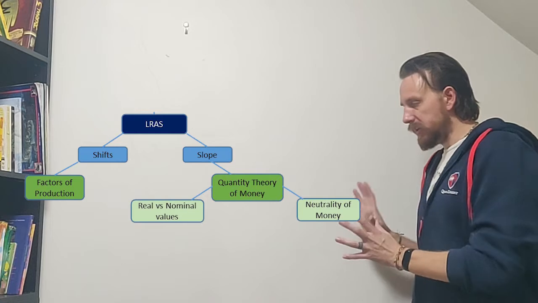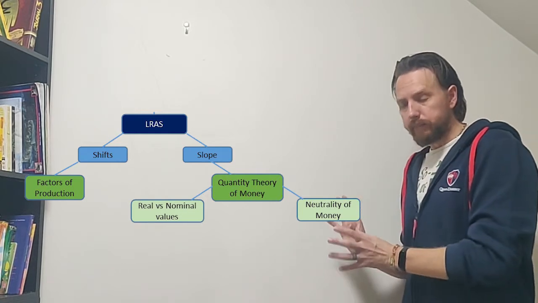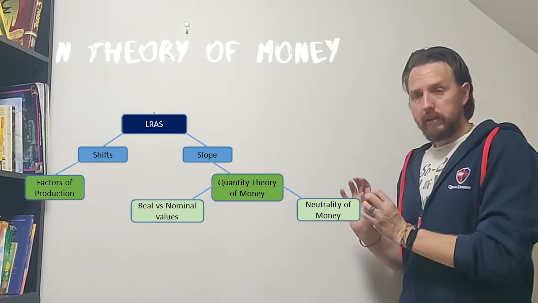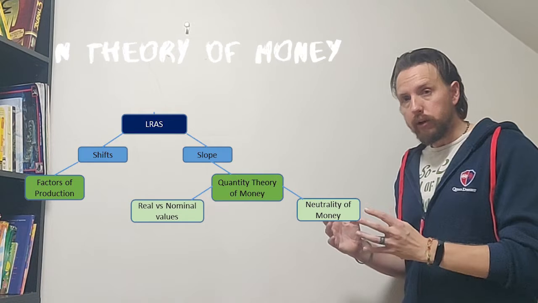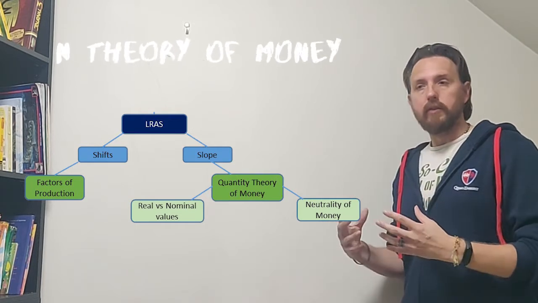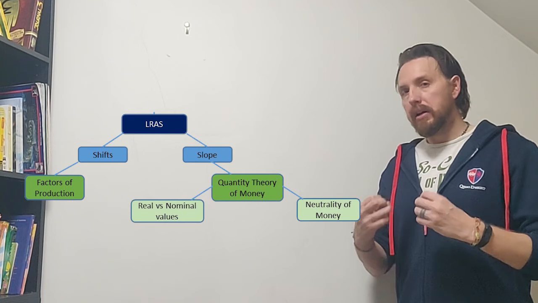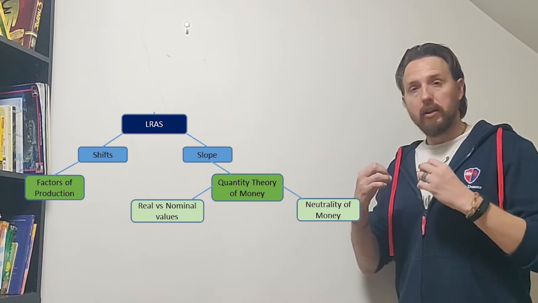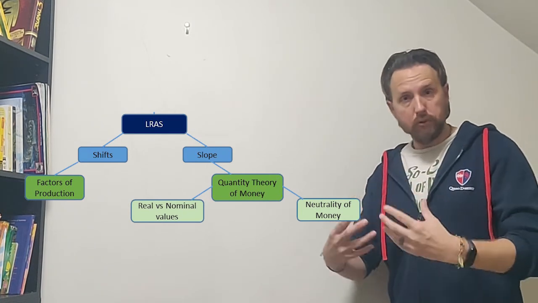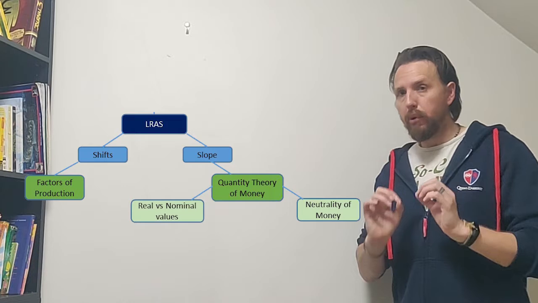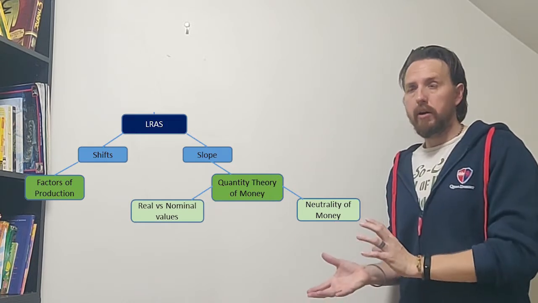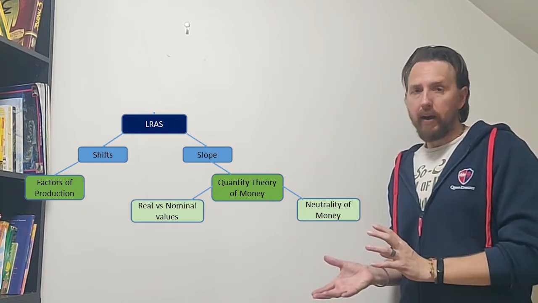And so it gets to this idea of the neutrality of money. The neutrality of money says that in the long run, it doesn't matter if you have more money or less money. That's not what grows the economy. It's the fact that you have more stuff which grows the economy. That's their key point. They call it the neutrality of money. And so we see that on the graph.